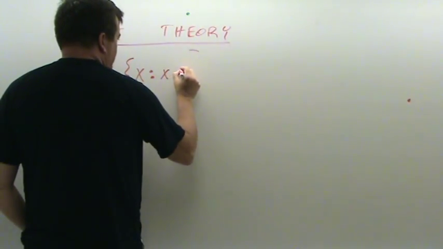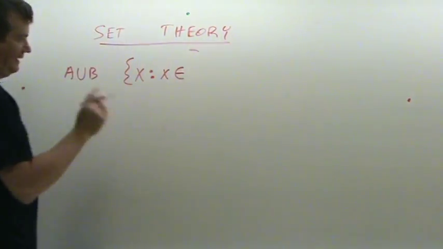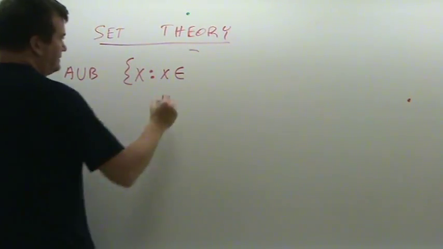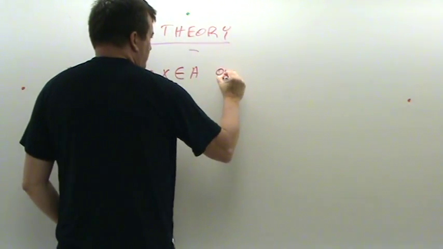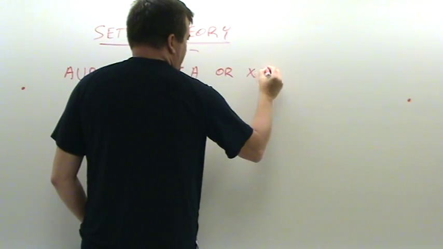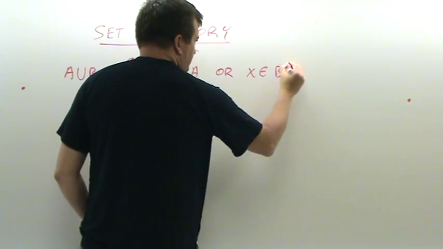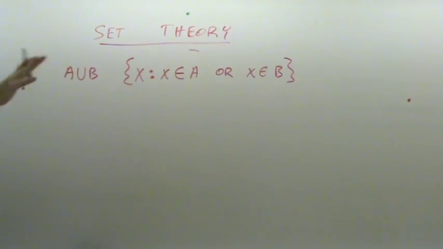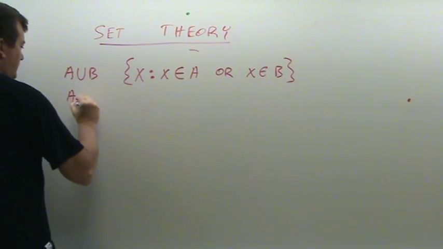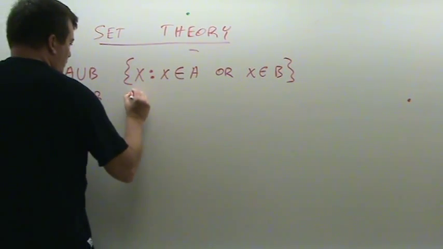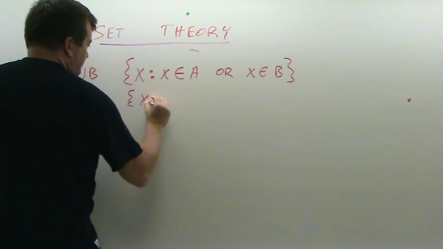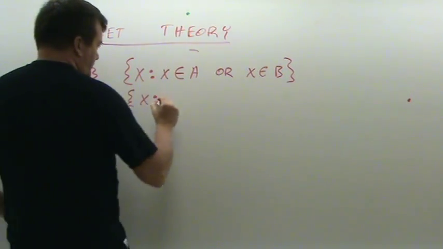We'll use this symbol to mean contained in, a member of. X is in A or X is in B. That's just what it means in set notation, but it's usually better to see it as a picture.